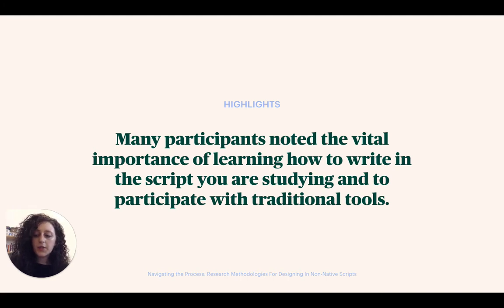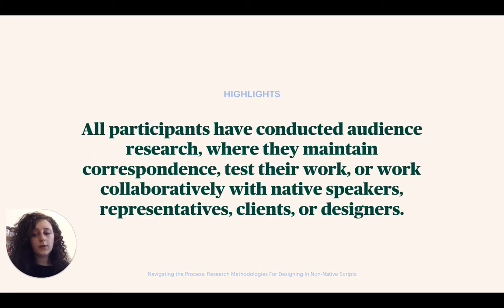Also, many participants noted the vital importance of learning how to write in the script that you are studying and to participate with traditional tools. This allows the designer to literally feel and experience a system of writing different from their own and break down some of their own preconceptions. And finally, all participants have conducted audience research where they maintain correspondence, test their work, or work collaboratively with native speakers, representatives, clients, or designers, which tells us that anthropological methods are an imperative tool in typeface design research.